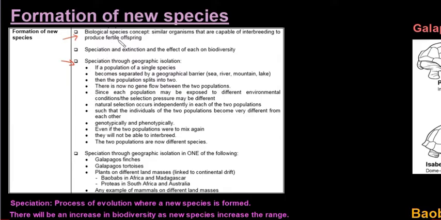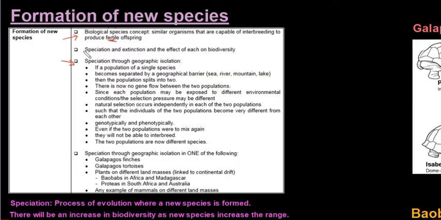So, biological species concept, the definition for that is similar organisms that are capable of interbreeding to produce fertile offspring. You can get similar organisms that interbreed, but they do not produce fertile offspring. They produce infertile offspring. The example I used in a previous video was a horse and a donkey that produce a mule, and a mule is infertile.